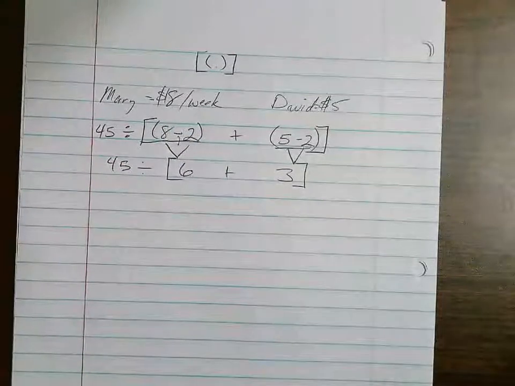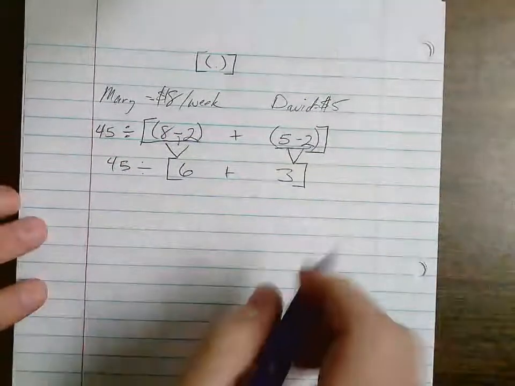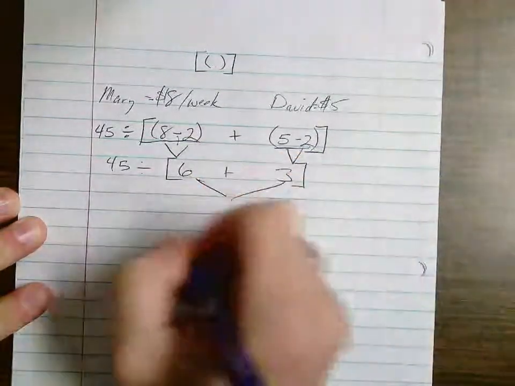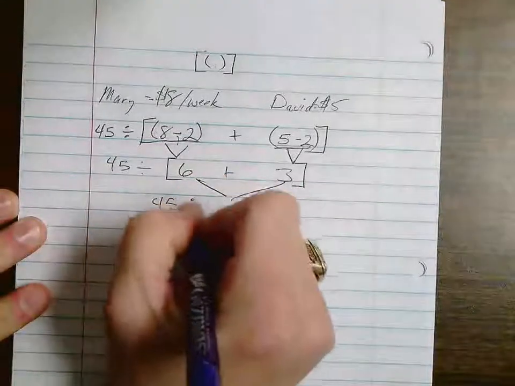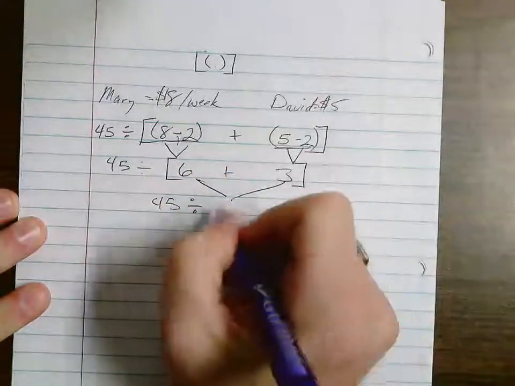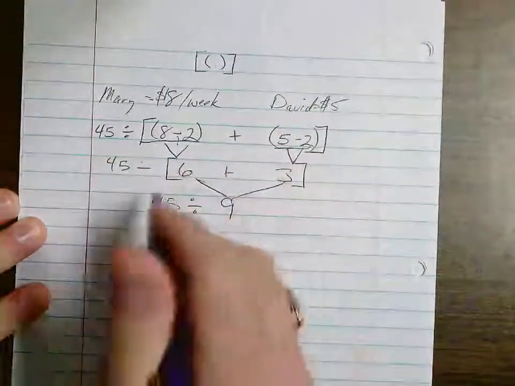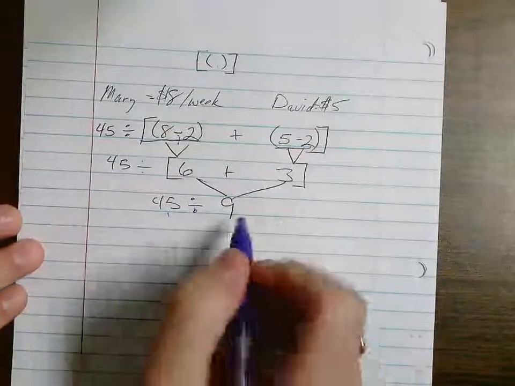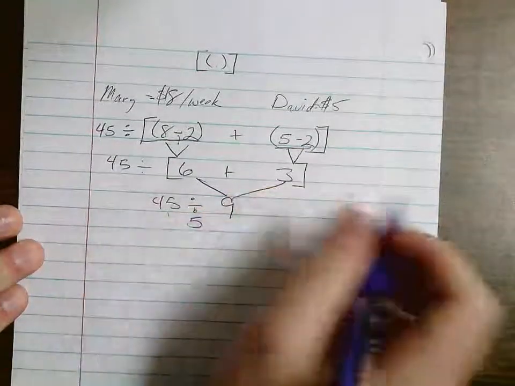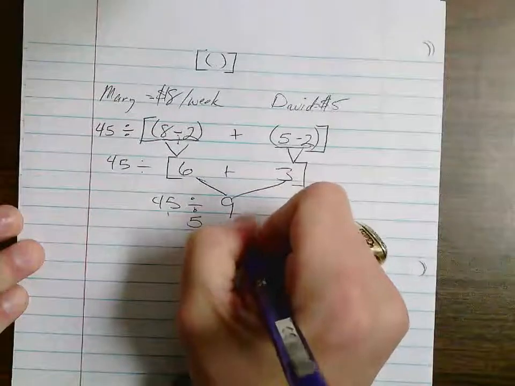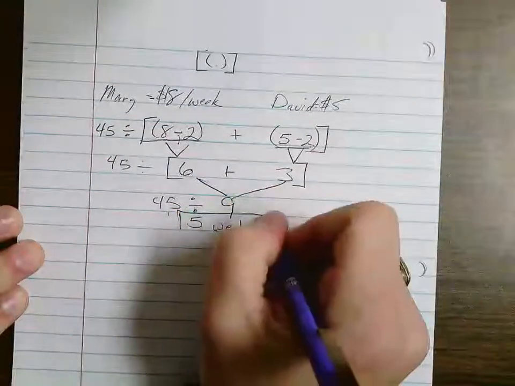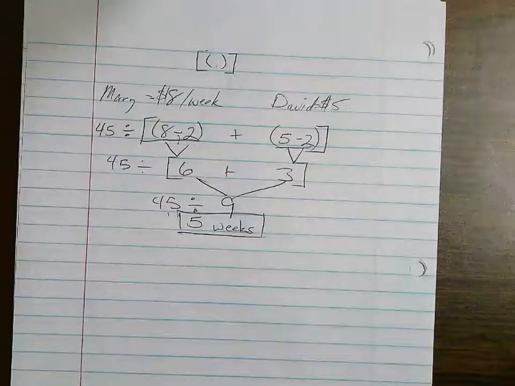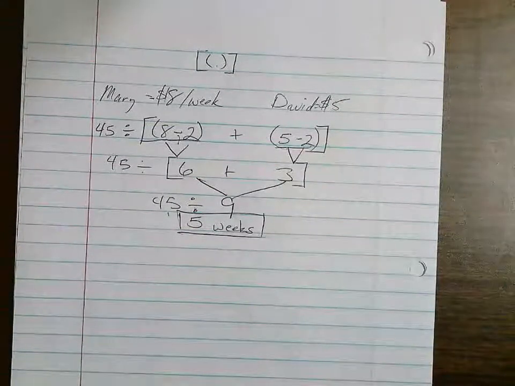Now it's the sum of 6 and 3. So what is 6 plus 3? Well, let's find out. We have 45 divided by whatever that is. It's 9. Now, once we've simplified all of this, the bracket can go away. We don't need it anymore. It's simplified. 45 divided by 9 is 5. That means that it takes them 5 weeks to save up enough money to buy that $45 video game. That's not too hard.